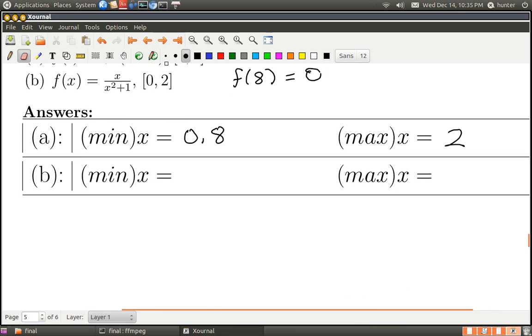Okay, so let's get to work on part B. Maybe I could just start with the derivative. I hope you can see the function. It's x divided by quantity x squared plus 1. So when I take the derivative using the quotient rule, this is what happens.